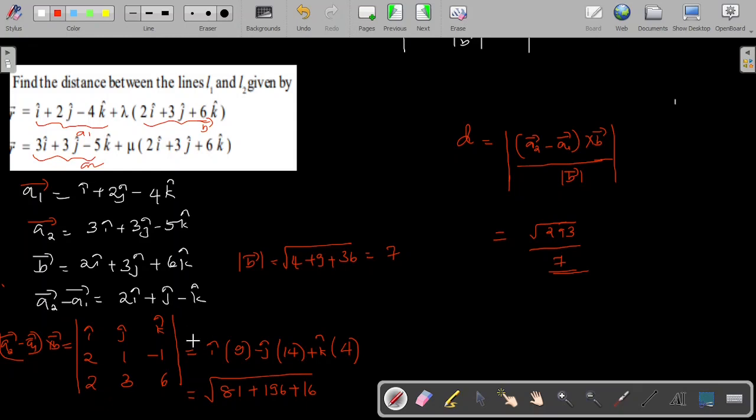Now evaluate this determinant. i cap is 6 plus 3, 9. Minus j cap, deleting the first row and second column, 12 plus 2, 14. k cap is 6 minus 2, that is 4. Now let us find the magnitude of this cross product: 9 squared is 81, plus 14 squared is 196, plus 16, which is square root of 293. Substitute in this formula. We want the magnitude of B vector, which is square root of 4 plus 9 plus 36, which is 49, that is 7. So the answer is square root of 293 divided by 7. This is the distance between the two parallel lines.